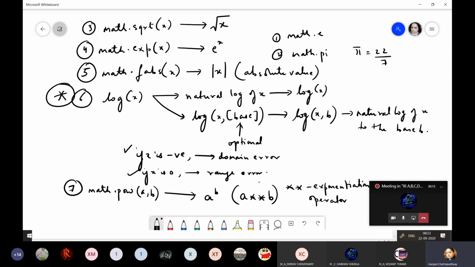So just what this exponentiation operator does for us, the pow function does exactly the same thing for us. Now, students, this exponentiation operator is not easily available in other programming languages like C and C++. We didn't have any operator like this.